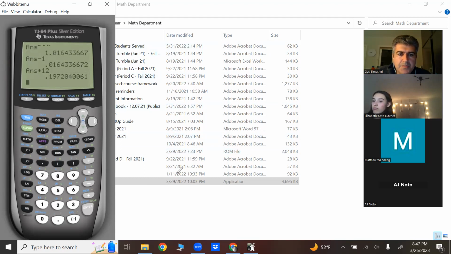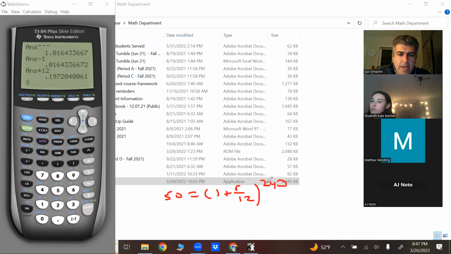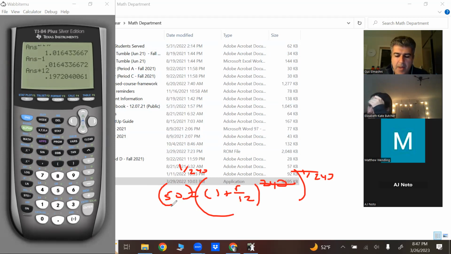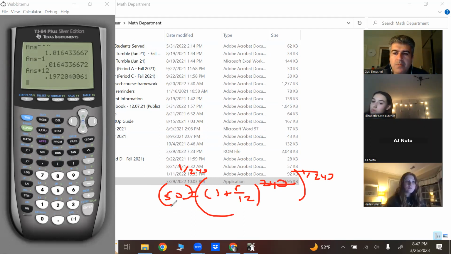It was 50 equals 1 plus r over 12 raised to the 240. And that's why I raised both sides to the 1 over 240 power. And then after I did that, I subtracted the 1 and multiplied by 12. So that's how I would do it, just so your answer is more precise. Okay.